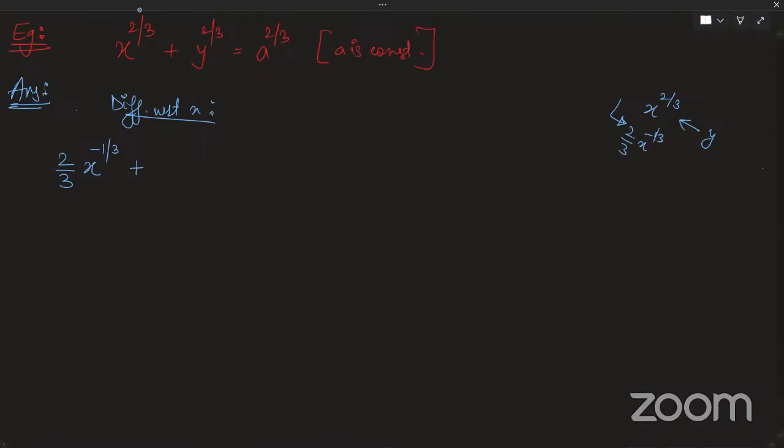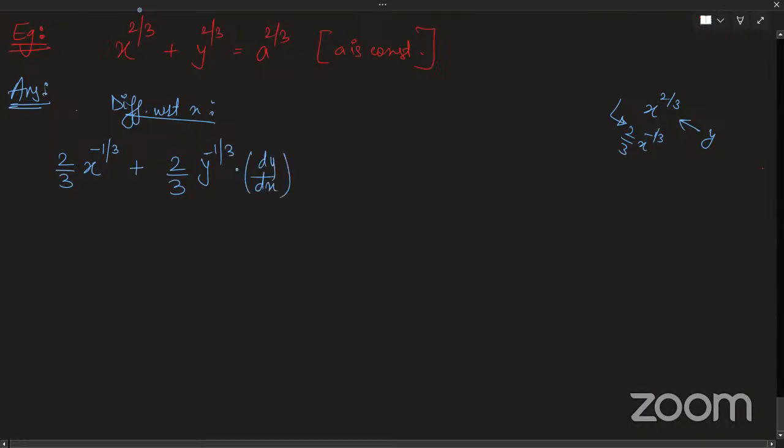2 by 3 into y raised to minus 1 by 3 into dy by dx. Great. What about my right hand side? A is any constant. So what will be the derivative of a raised to 2 by 3? 0, right? 0, everyone, because a is a constant, so a raised to 2 by 3 is also a constant. So over here, I can cancel out my 2 by 3, 2 by 3. I'll get my value of dy by dx directly.